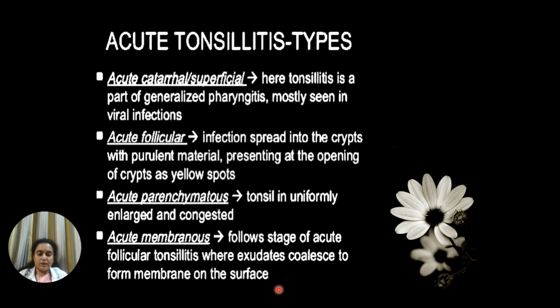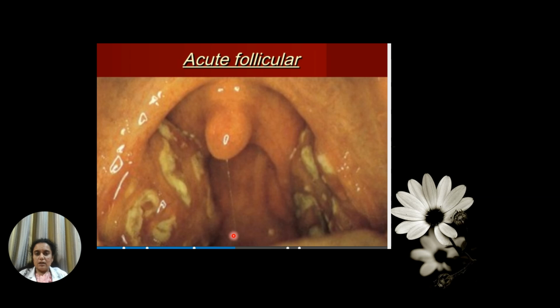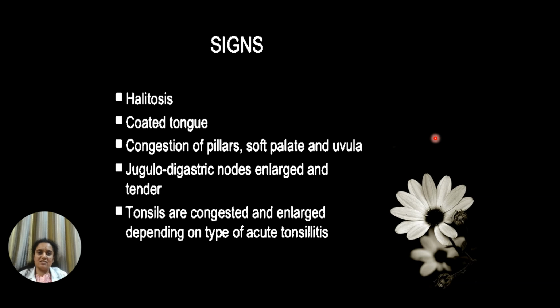In acute membranous, it basically follows the follicular stage where all these exudates or spots coalesce and form a membrane. Let's see some pictures of acute catarrhal or superficial, follicular with yellowish spots, and these spots coalesce forming a membrane. Acute membranous tonsillitis.